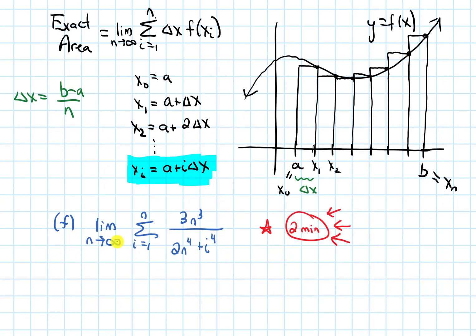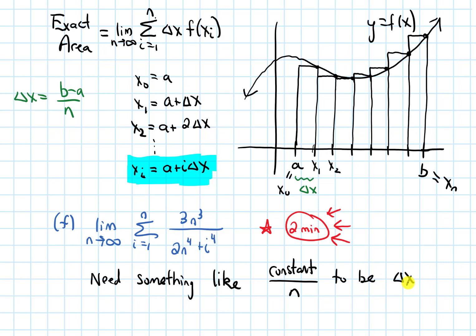All right, so hopefully you paused it and tried it for 2 minutes. Let's talk about it together now. If I think about what delta x is supposed to look like, it's got to be some constant, b minus a, over n. Remember, b minus a just represents how long my interval is, and that needs to be the delta x.